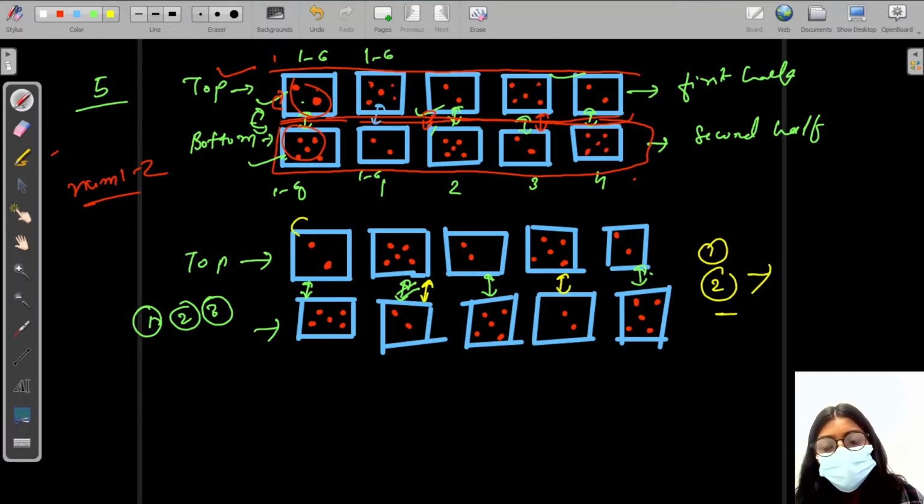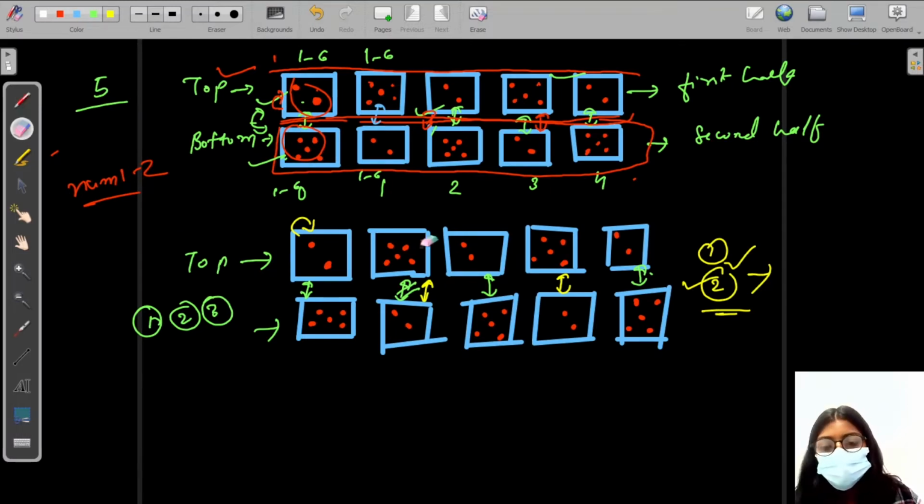So either I make my top to contain all the 5, or I make my bottom half to contain the 5, right? But if I make my bottom half to contain 5, it will need 2 rotations only. And if I want my top half to contain 5, it will need 3 rotations. So I will consider this one. Or can I consider any other value other than this 2 and 5?